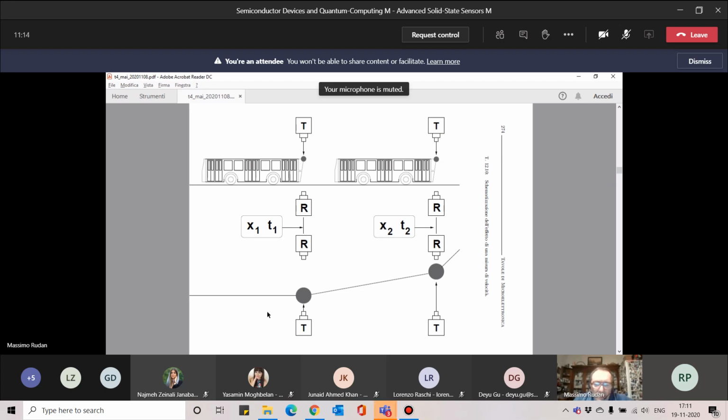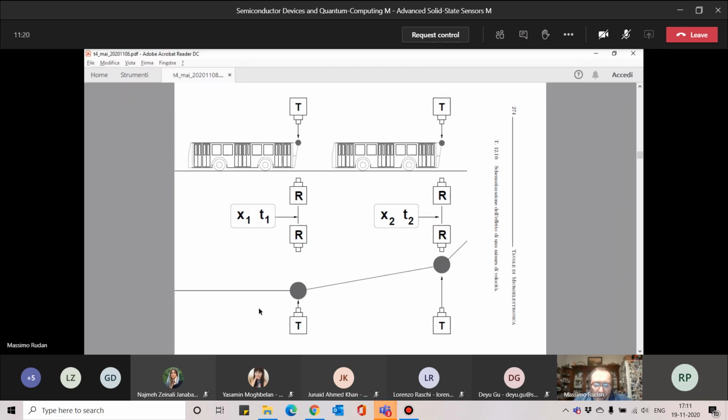Along the street. And we extended the idea by considering two measurements, one after the other, so that we can measure the position of the bus and also the velocity of the bus by considering the difference in time that it takes for the bus to go from position x1 to position x2.